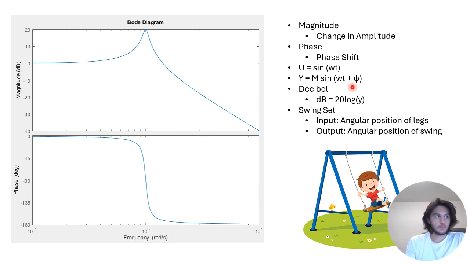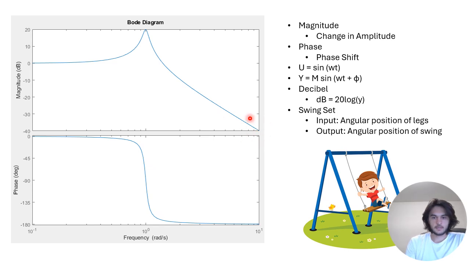So a pretty intuitive example of how to read a Bode plot comes in swings. If we take our input to be the position of the legs and the output to be the position of the swing, which is a simplification of how swinging works, but let's use this as an example. You can imagine that if you sat on the swing and you move your legs really, really quickly, you'll see that you're not really moving anywhere at all.